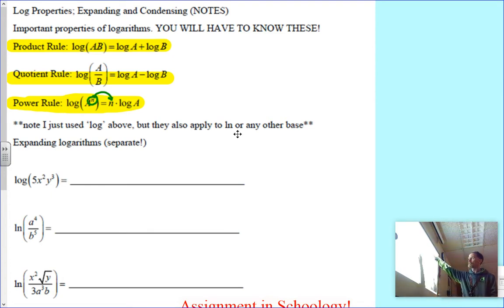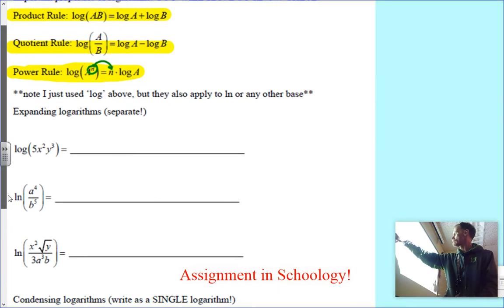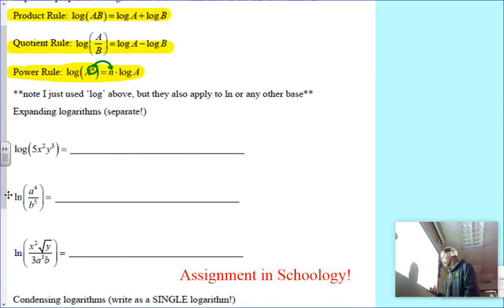Now, I just used normal log, the common log, on those, but the same rules apply to any base. So if you see ln or whatever base it is, it's all the same rules. So now it's just a matter of putting those into practice. Let's take a look at a couple examples. I've got three going both directions, and then that's going to be it for this video.